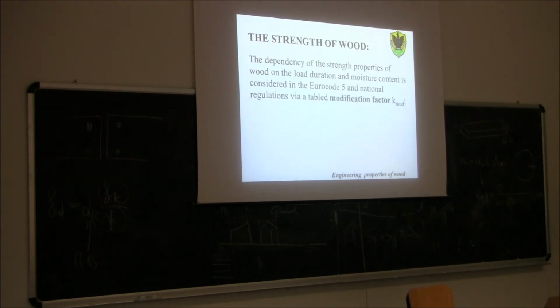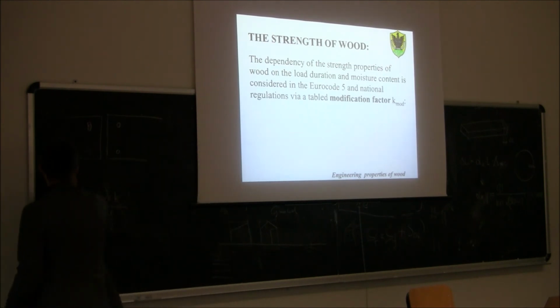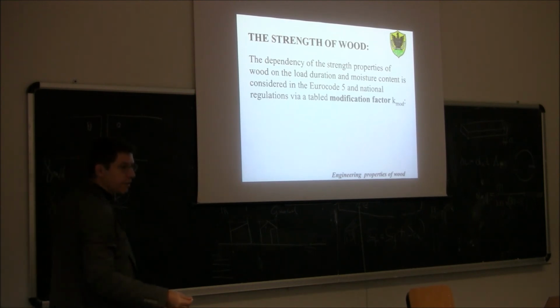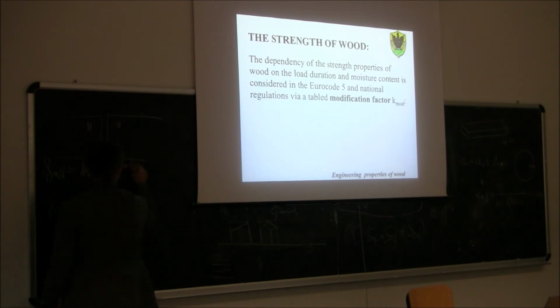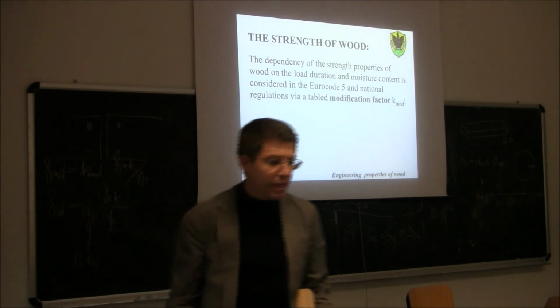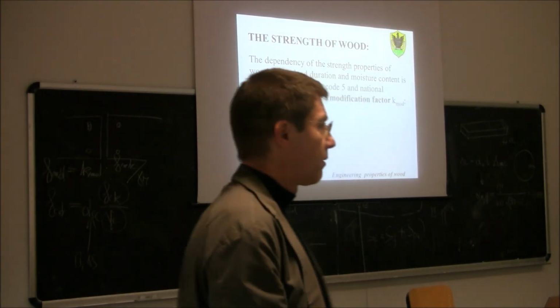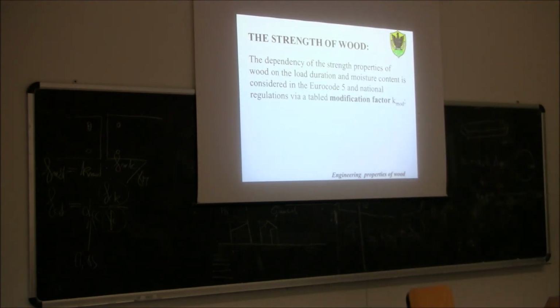For timber, it's called modification factor, K mod. So for timber, we will have a similar formula, except that for timber, for example, FMD, design strength in bending of timber, will be K mod times FMK divided by gamma M. So the K mod is called modification factor and accounts for the influence of load duration on strength, and also the influence of moisture content on strength.